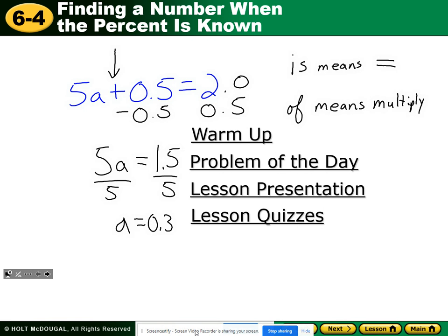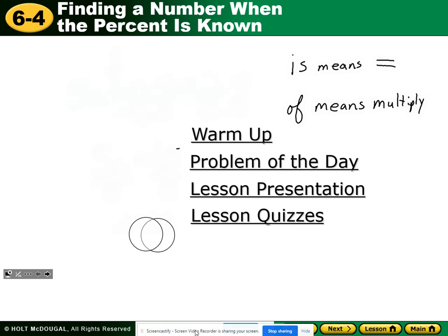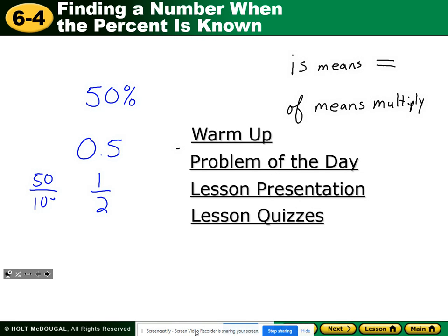The other thing I have to have you recall from long ago is we can write percents three different ways. If I have 50%, how can I write that as a decimal? 0.5. So 0.5 and 50% of something are the same thing. How can I write it as a fraction? 1/2. And that 1/2 could have started out as 50 over 100 and you reduced it down, right?